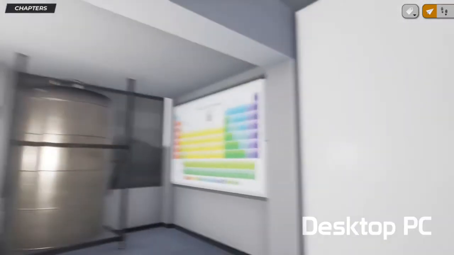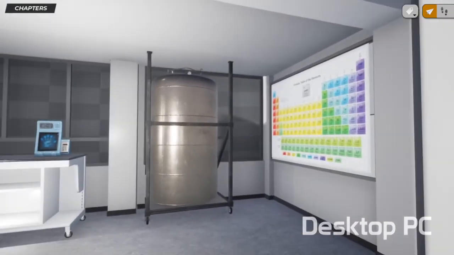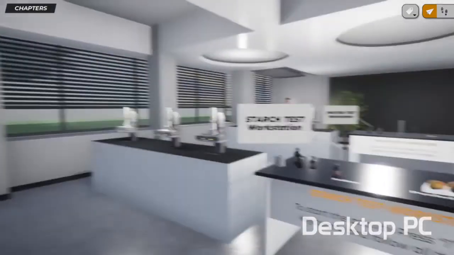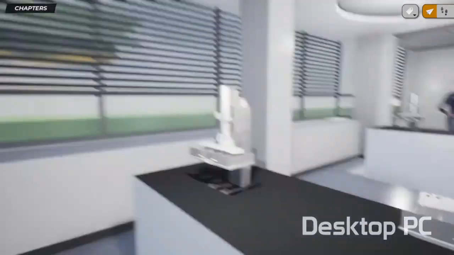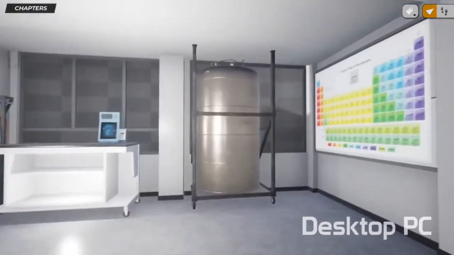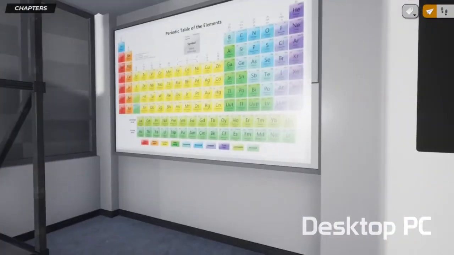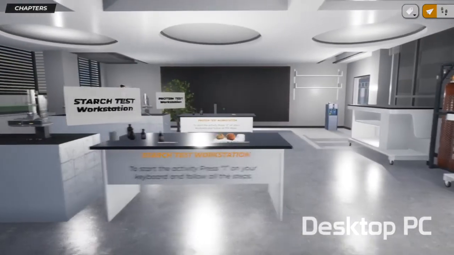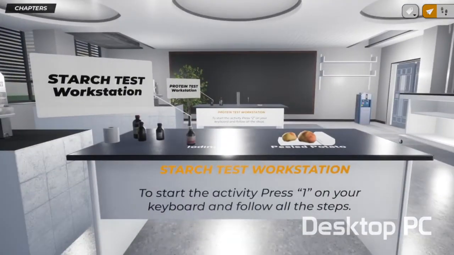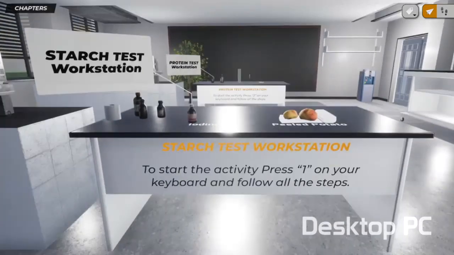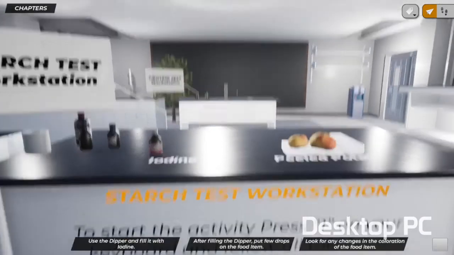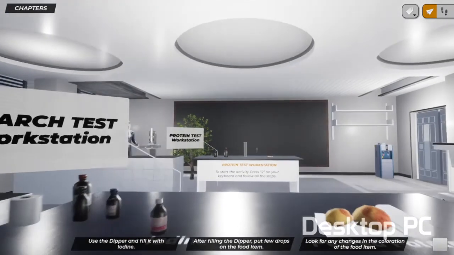Let's start off with the test. Walk towards the first workstation for the starch test. To start the activity, press 1 on your keyboard and follow all the steps.